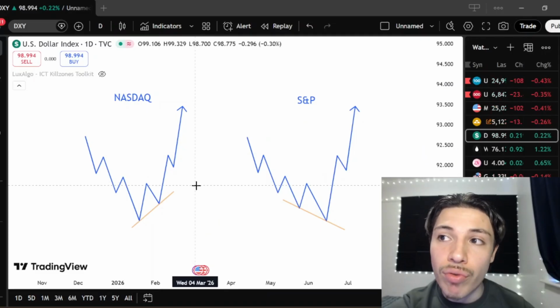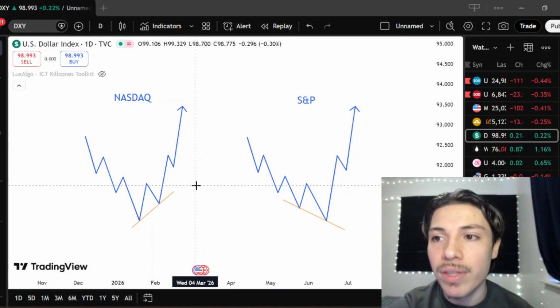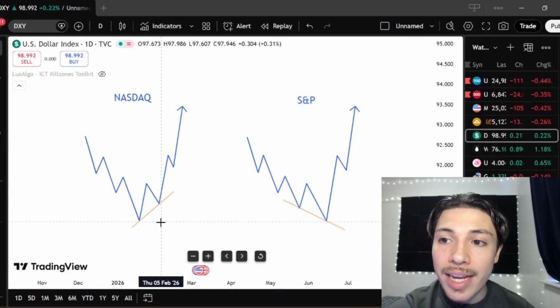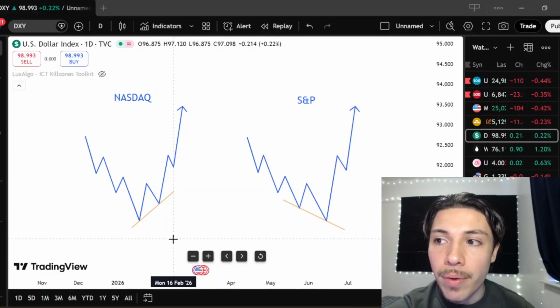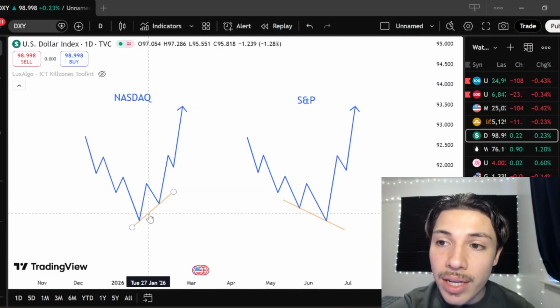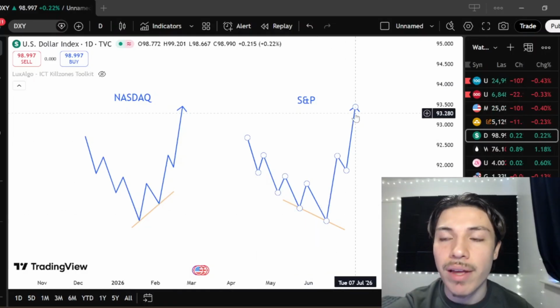It is dragging the S&P 500 behind it. That is the way that I want you to think of this, right? The Nasdaq did not have enough bearish pressure to sweep out this low, right? So then what did it do? It started dragging higher and it started pulling the S&P 500 behind it.